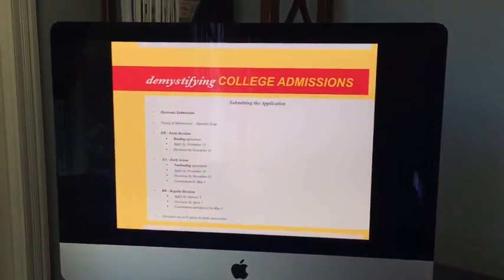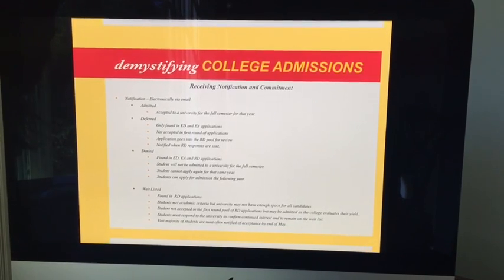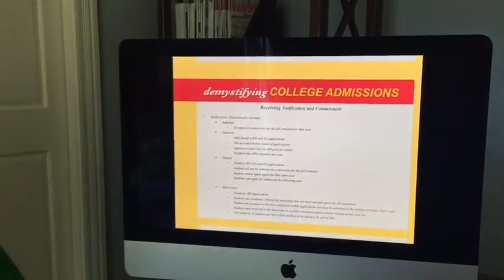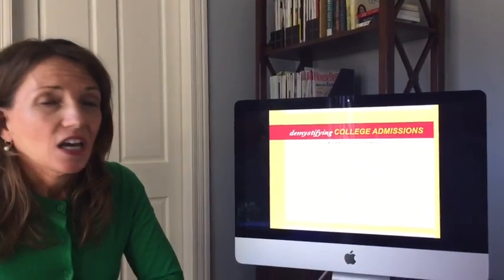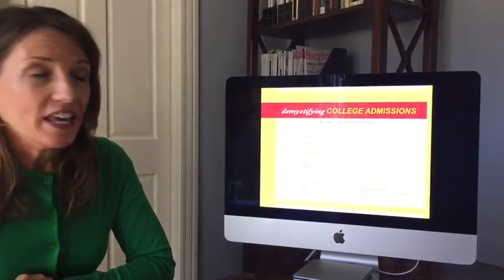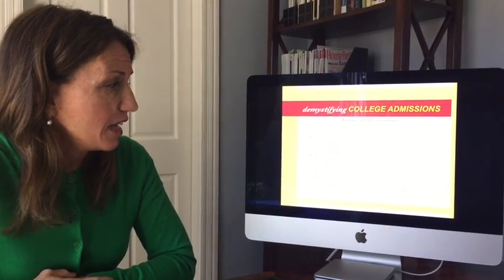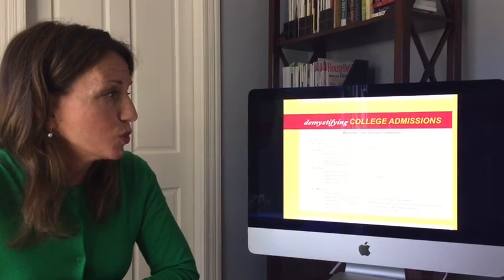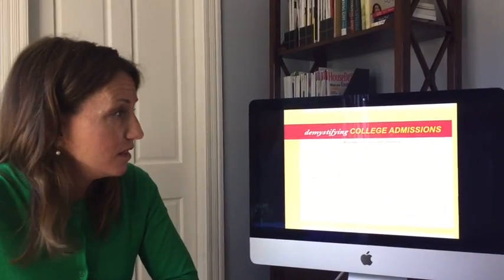So let's move on to receiving notification and committing to a college. The vast majority of colleges notify students of their application status electronically via email. Students will hear whether or not they are admitted, deferred, denied, or waitlisted. Admitted means that those students will be accepted to the university for the fall semester of that year.